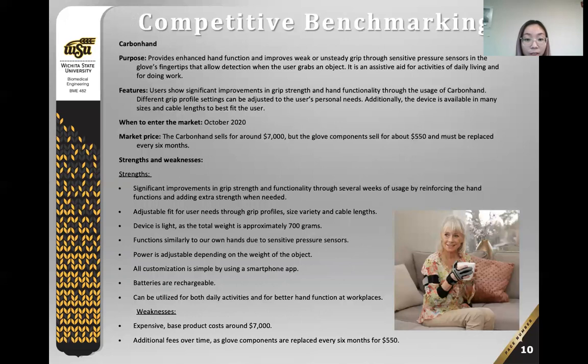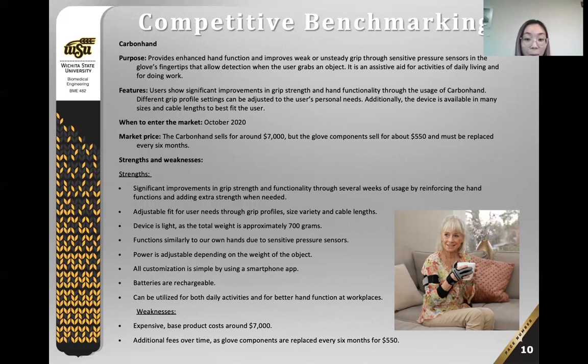The next device that we looked at was the Carbon Hand, and this device provides enhanced hand function and improves weak or unsteady grip through sensitive pressure sensors in the glove's fingertips that allow detection when the user grabs an object. It is an assistive aid for activities of daily living as well as doing work.